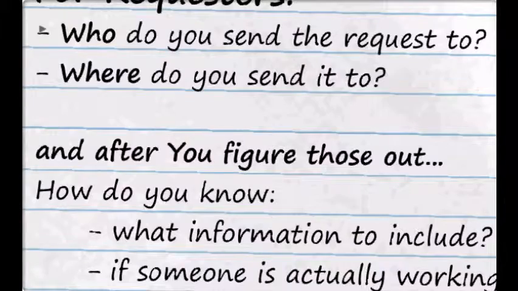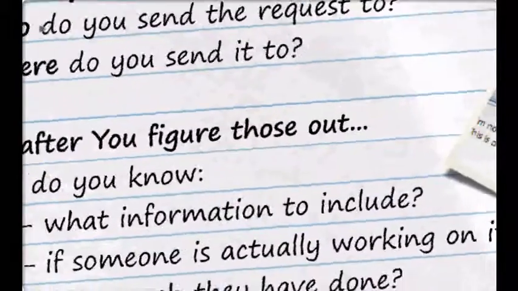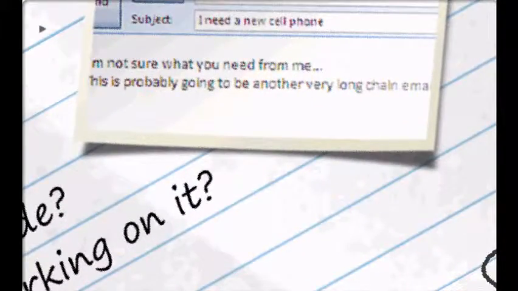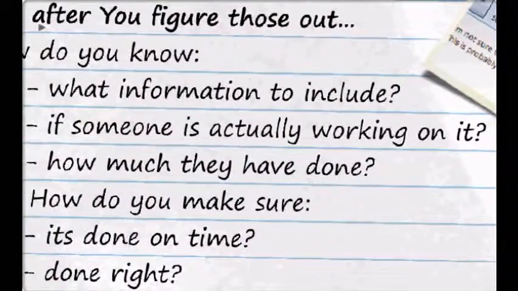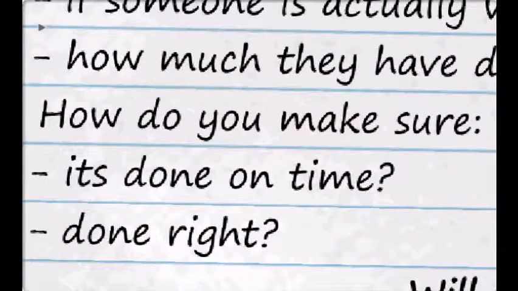And after you figure those out, how do you know what information to include in your request? Like, do you include your cell phone number or employee ID? And after you've requested a new cell phone, how do you know if someone's actually working on it? And how much they've done? When is it gonna be done? And most importantly, how do you know if anything is done right? That you will get the working cell phone equipped with the apps you need, with the access you need?